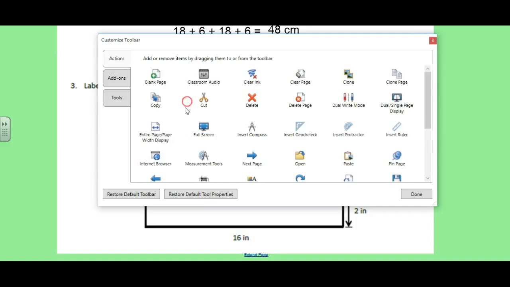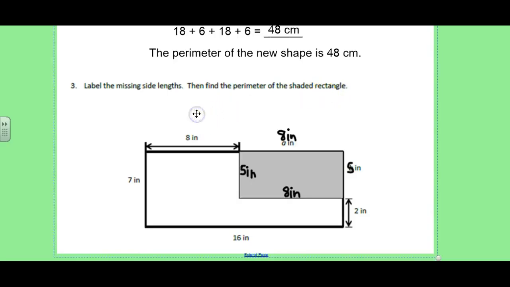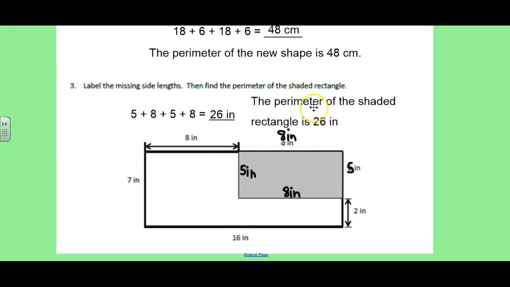So we're going to write our equation to find the perimeter. So we're going to put 5 plus 8 plus 5 plus 8, and that's going to be equal to the perimeter for the shaded rectangle. So I want you to add those together to find the perimeter for the shaded rectangle. And whenever you've done that, you can push play. So when you added all of those together, you get 26 inches. So the perimeter of the shaded rectangle is 26 inches.